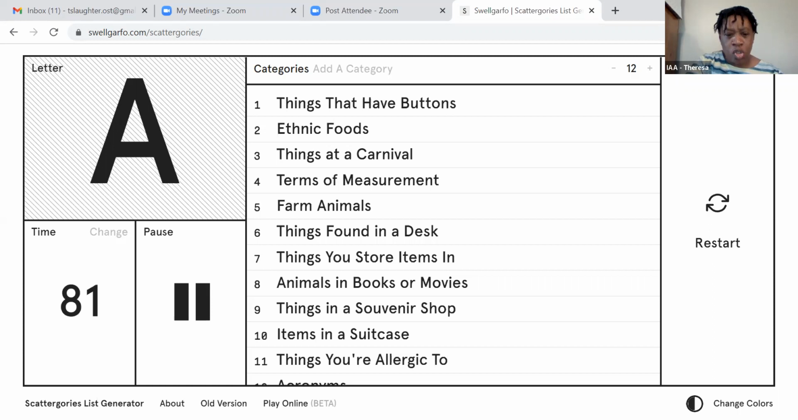And don't worry about number 12. For some reason, I cannot make that bigger. So don't worry about number 12. Just do 1 through 11.